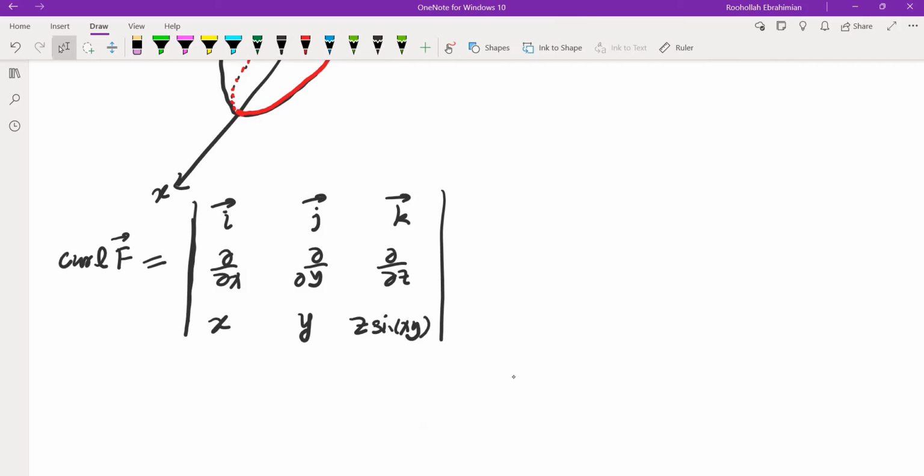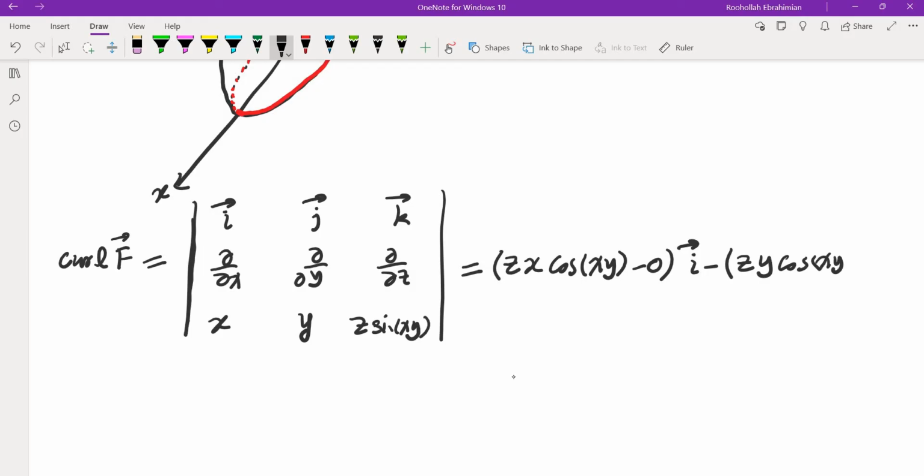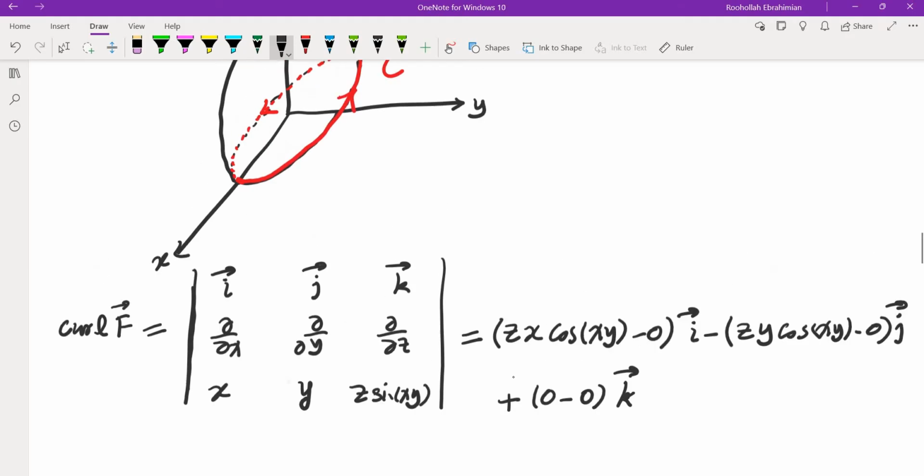Now, if we evaluate the curl, eliminating the first column, we get z x cosine of xy minus 0, i. Eliminating the second column, we get z y cosine of xy minus 0, j. And eliminating the last column, we get 0 minus 0, k. Now, one thing that we notice is that this curl doesn't have the k component. The k component is 0.